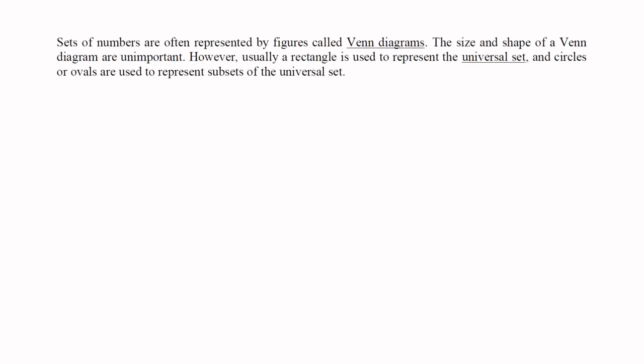Sets of numbers are often represented by figures called Venn diagrams, okay? You are probably familiar with Venn diagrams where you've taken one circle and another circle and have them overlap in the middle to show the parts that you have in common. The size and the shape of a Venn diagram are unimportant. However, usually a rectangle is used to represent the universal set, and circles or ovals are used to represent the subsets of the universal set. So I'm going to show you a picture so you have an example of this.